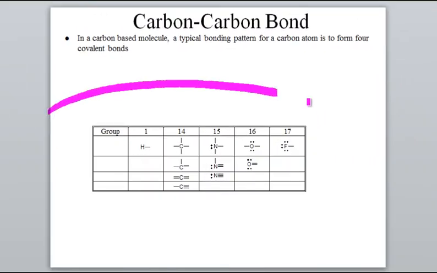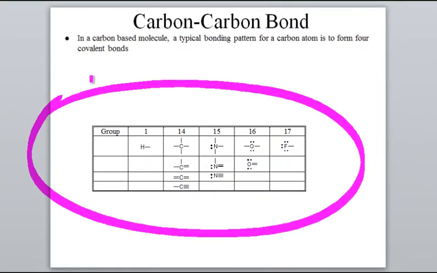This table should look familiar. It's something that we learned in Chemistry 162. It's something that your organic chemistry teacher would expect you to know going into your organic chemistry class next year when you transfer to a university. This table shows typical bonding patterns for atoms based upon what period they're in.